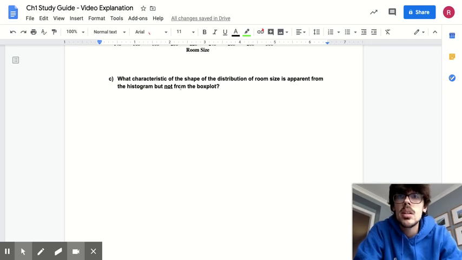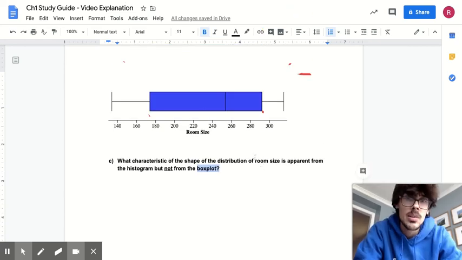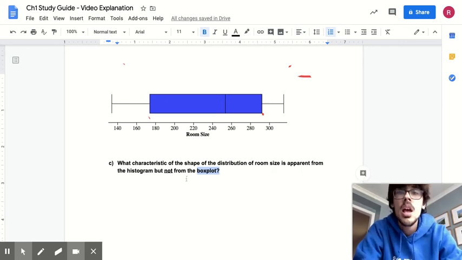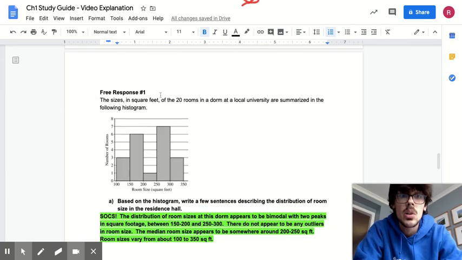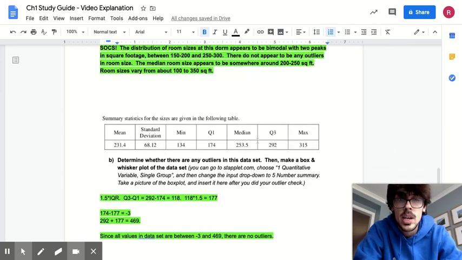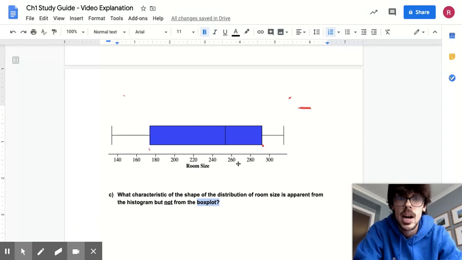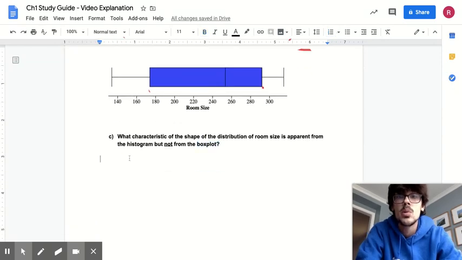They say, what characteristic is apparent from the histogram but not the box plots? I did box plot, not histogram, and I talked about a little bit of skew to the data, like it's skewed left, which is a fair statement, but it's not what the question asked. They want to know what you can see in the histogram up here that you cannot see in the box plots. And the correct answer is going to be the bimodal nature of the data sets.